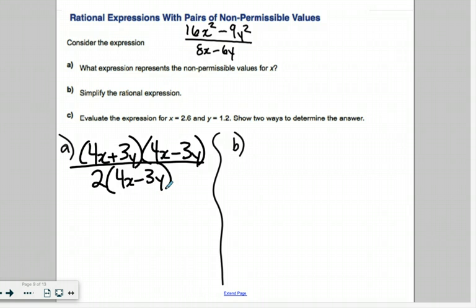Now, in stating our non-permissible values, we can't ever say it's going to equal 0, but there might be a relationship between x and y that just won't work. Our non-permissible values come from our denominator, so 2 can obviously never equal 0, but 4x minus 3y could equal 0 if the relationship between x and y were valid. What you want is an expression, note it doesn't just say value, that represents the non-permissible values.